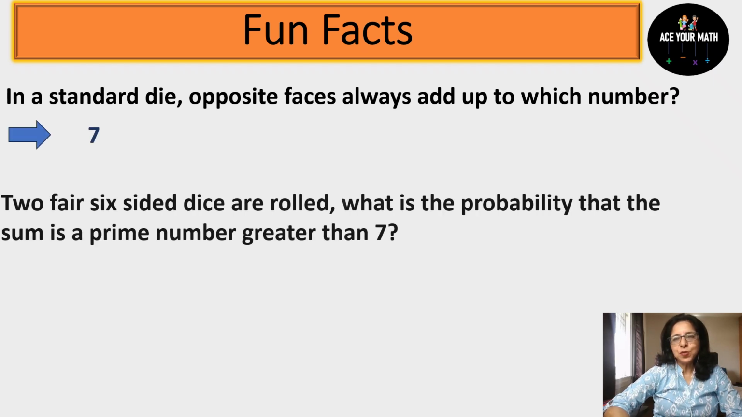One more question which you try at home. Two fair six-sided dice are rolled. What is the probability that the sum is a prime number greater than 7? Okay, so you try this sum at home.